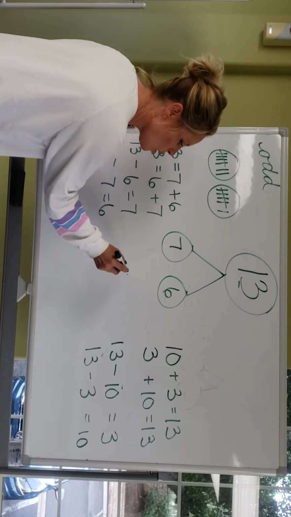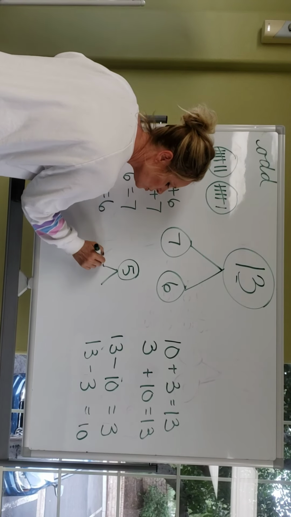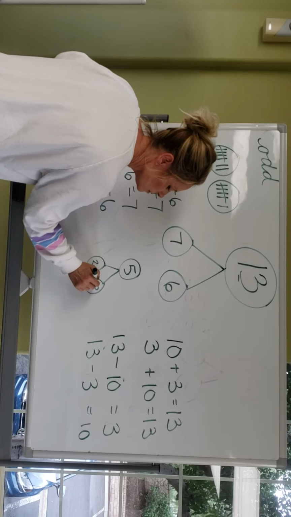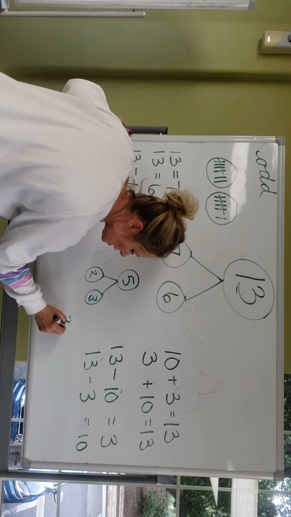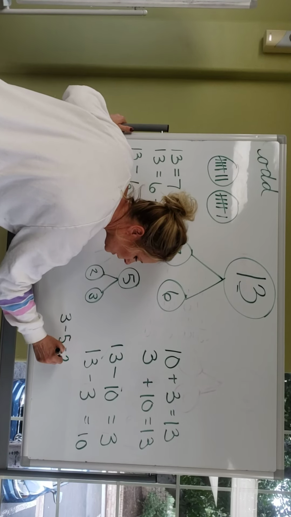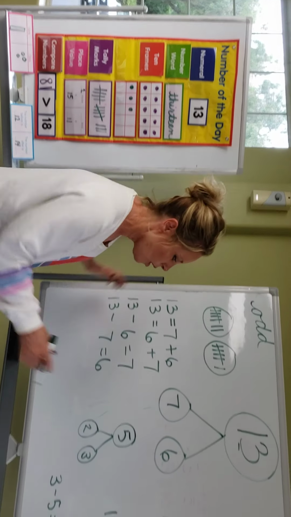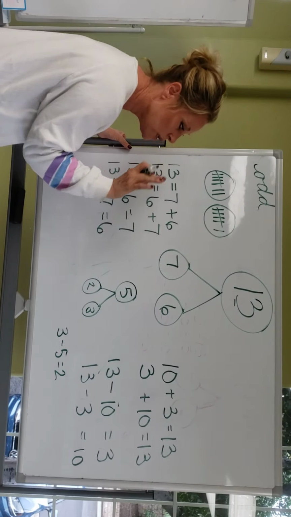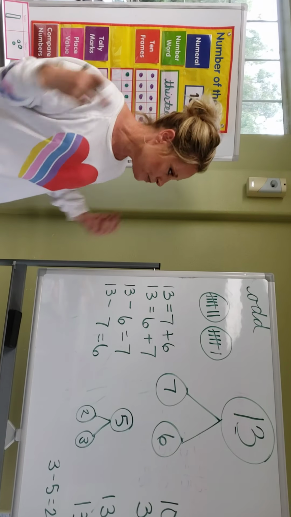The reason we start with the whole, if we had 5 and 2 and 3, right? A hand is a 5 and a 2. We couldn't start with 3 and take away 5. Now, could we? Because if we have 3 fingers, can we take 5 away? No. So you always have to start with the whole when you are subtracting, not when you're adding. Okay? All right.